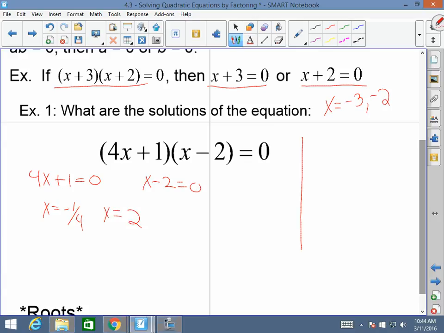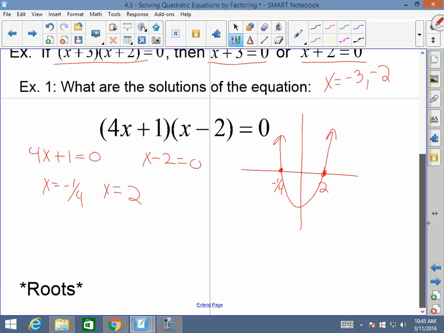What does that tell you, Mr. Morrow? Again, that tells you that this graph is going through 2 on the x-axis and negative 1/4 on the x-axis. That's what it means. Who cares about getting the value if you don't know what it means? This is what it means. Does that make sense?